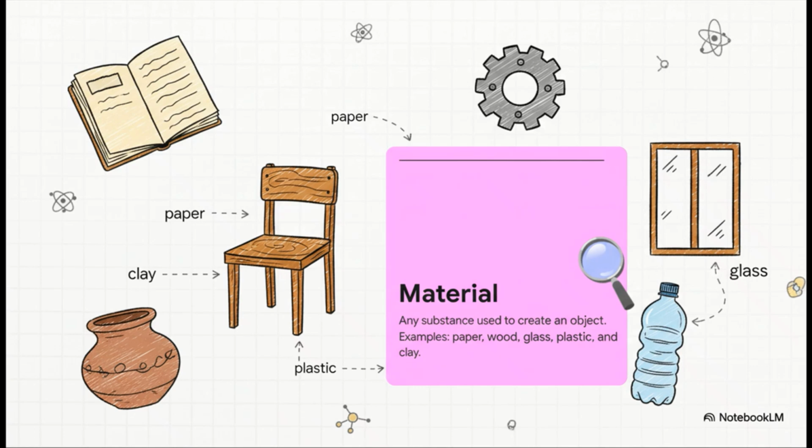Like the book is made of paper. A chair could be made of wood or maybe plastic. That window you're looking out of, it's made of glass. So paper, wood, plastic, glass, those are all materials.